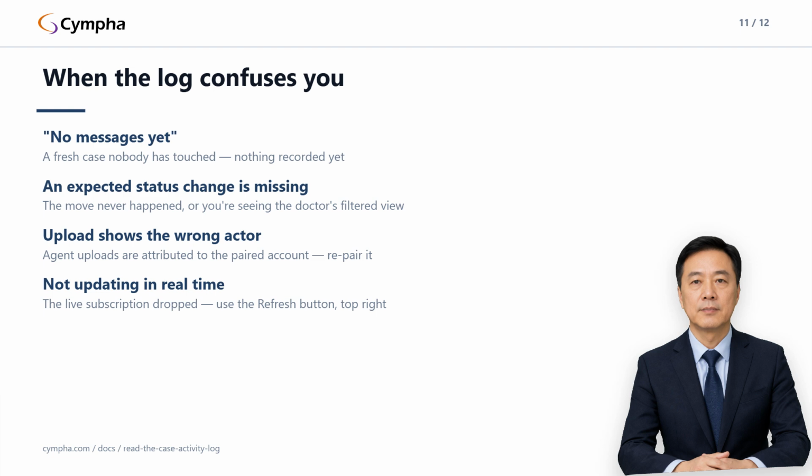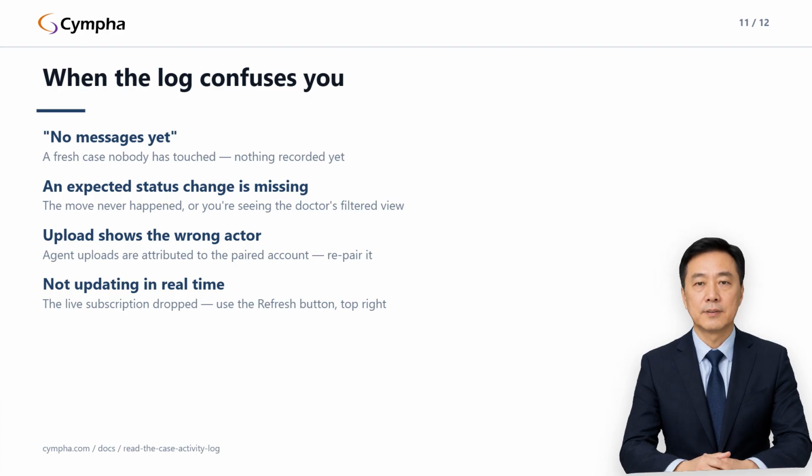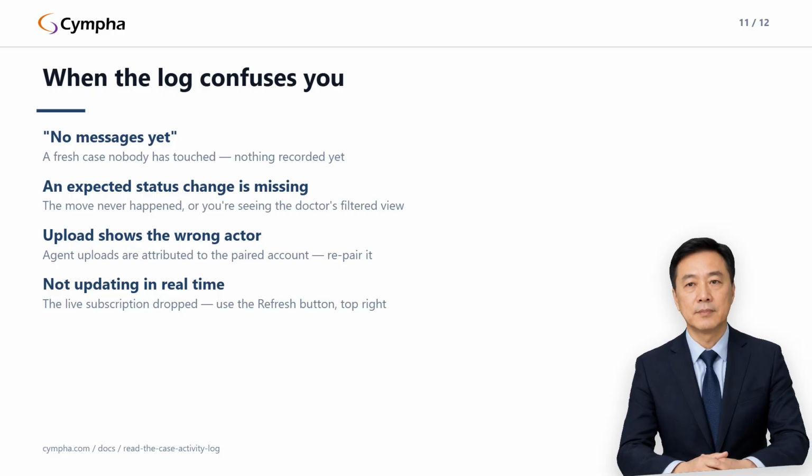If an upload shows the wrong person, remember agent attribution. The upload is credited to whoever's account the agent is paired with, even if a colleague dropped the files into the watch folder. Pair the agent to whoever actually does the uploading. And if the log stops updating live, the subscription probably dropped on a network blip. The refresh button at the top right of the case page forces a refetch.